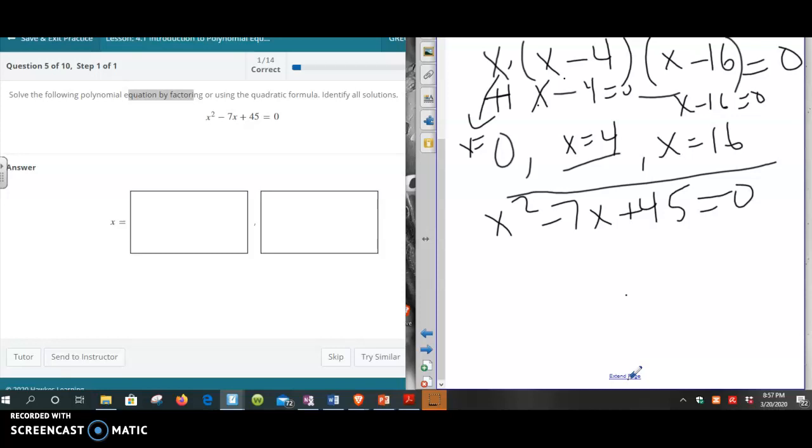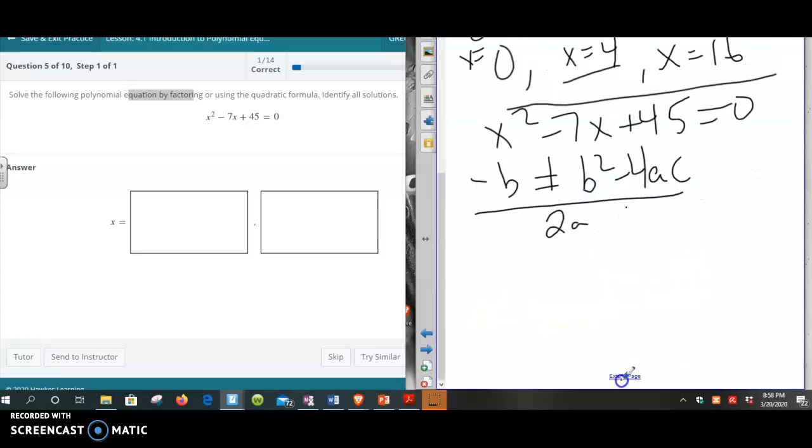Are there numbers that multiply to 45 and add to negative 7? Probably not, because there have to be two negatives, two positives. And I am positive that there are not two negative numbers that add to negative 7. No siree. 9 and 5, 15 and 3, you're not going to get 7. So you're going to use the quadratic formula. So you're going to have negative b plus or minus the square root of b squared minus 4ac all over 2a. You probably want to know that formula. It comes in very handy. So you're going to have 7 plus or minus the square root of 49 minus 4 times 1 times 45, all over 2.